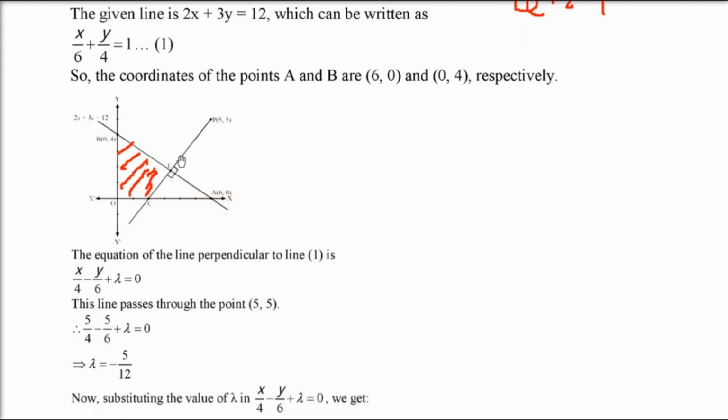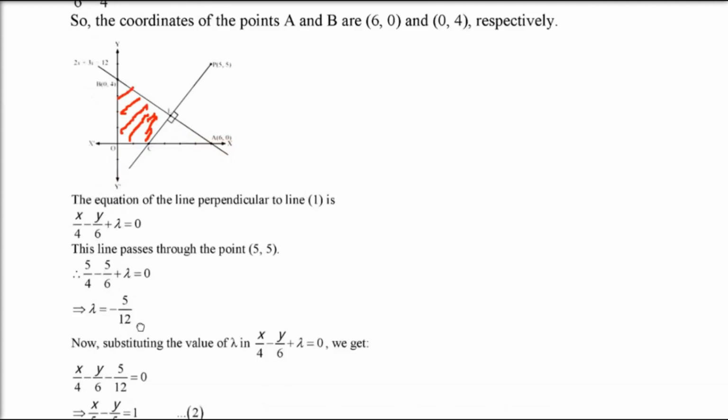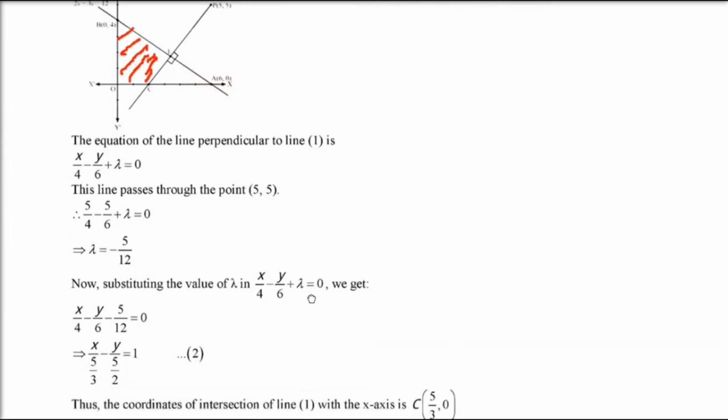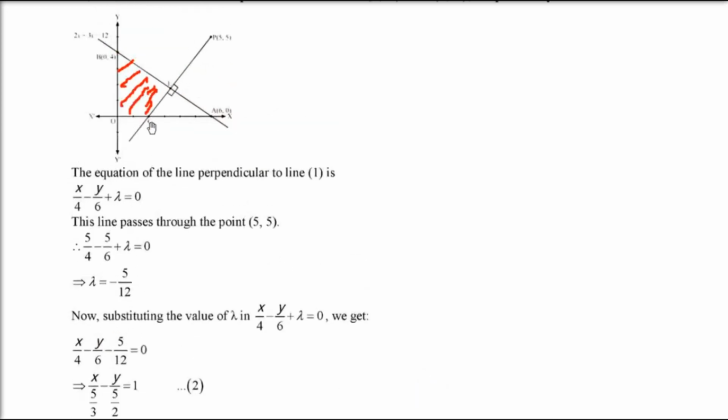Now this line is perpendicular to AB. What is the line? Take x by 4 here, y by 6 here, with a minus, and take plus lambda. And this line is also passing through 5, 5. The line which is perpendicular to AB passes through 5, 5. Put 5, 5, and lambda will be minus 5 by 12. So the final equation will be x by 4 minus y by 6 minus 5 by 12, if you want to put it in the intercept form.